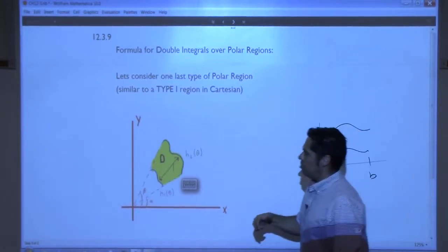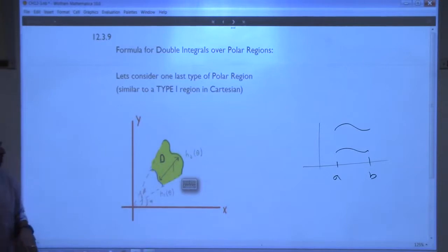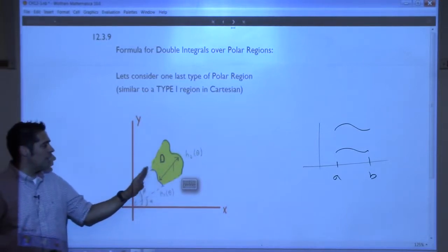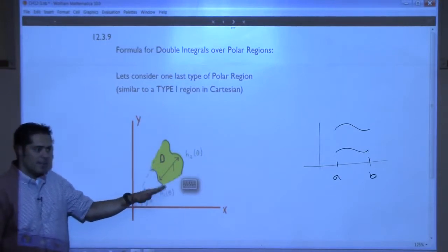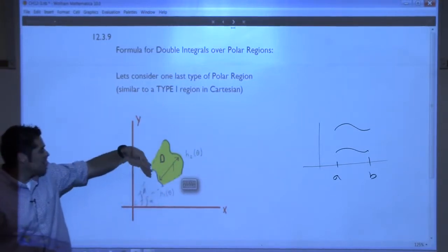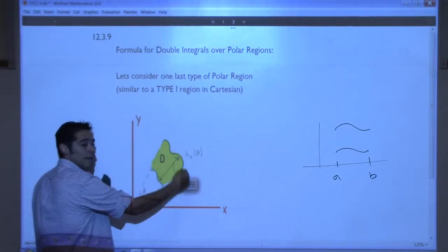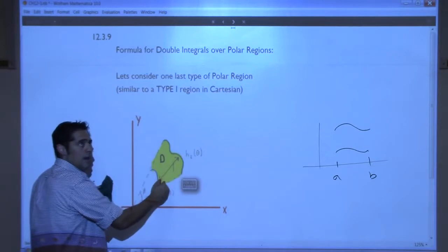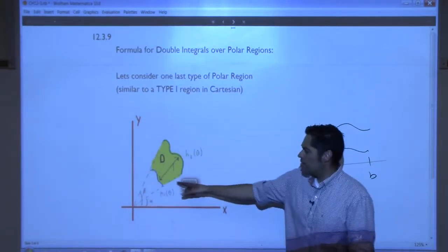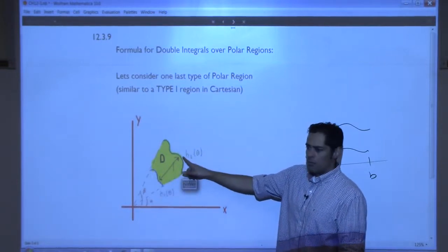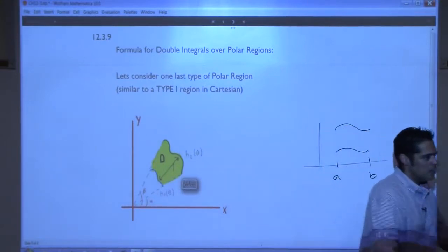That's type 1 Cartesian. If we do something similar in polar, we're going to let our theta still be stuck between two constants, so between alpha and beta. So that doesn't change. But instead of saying that the radius has to be stuck between some small radius and big radius, I'm going to say that that radius is a function of theta. The inner radius is a function of theta, and the outer radius is a function of theta. And when you do that, you get a type 1.